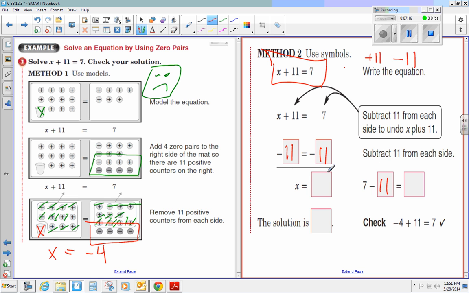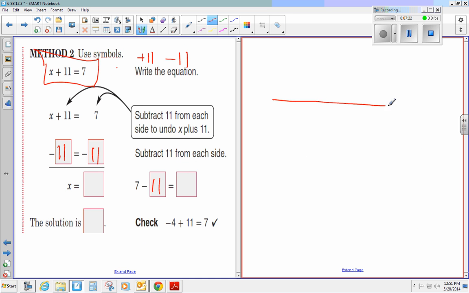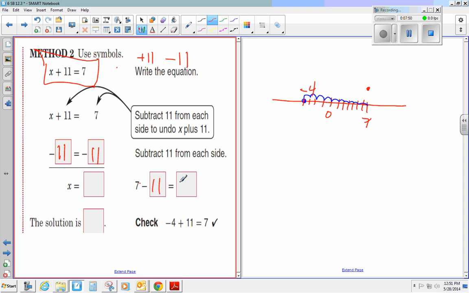Now this is where our previous lessons on subtraction come into play. Here's a number line. We're at 7, and I'm subtracting 11. So I'm going 1, 2, 3, 4, 5, 6, 7, 8, 9, 10, 11. Right there. That represents a negative 4. 7 minus 11 is negative 4. And then check to see if we are correct.